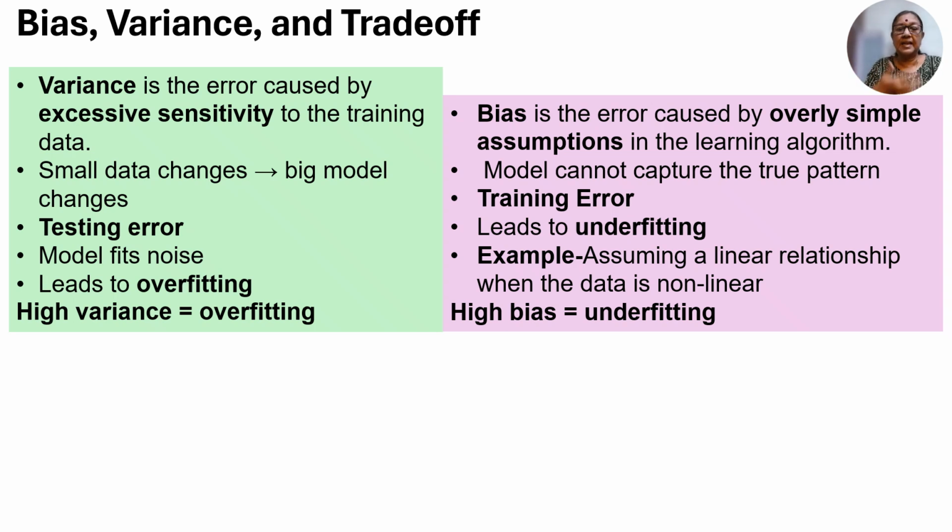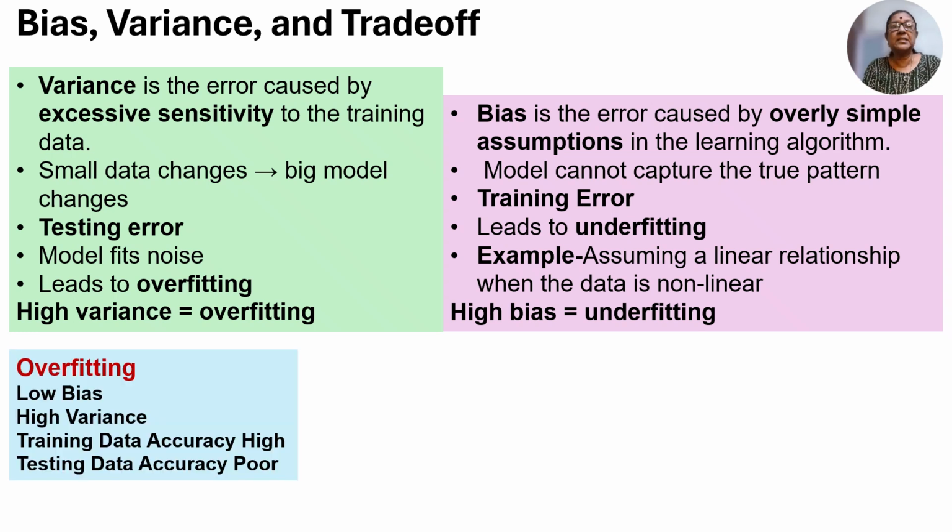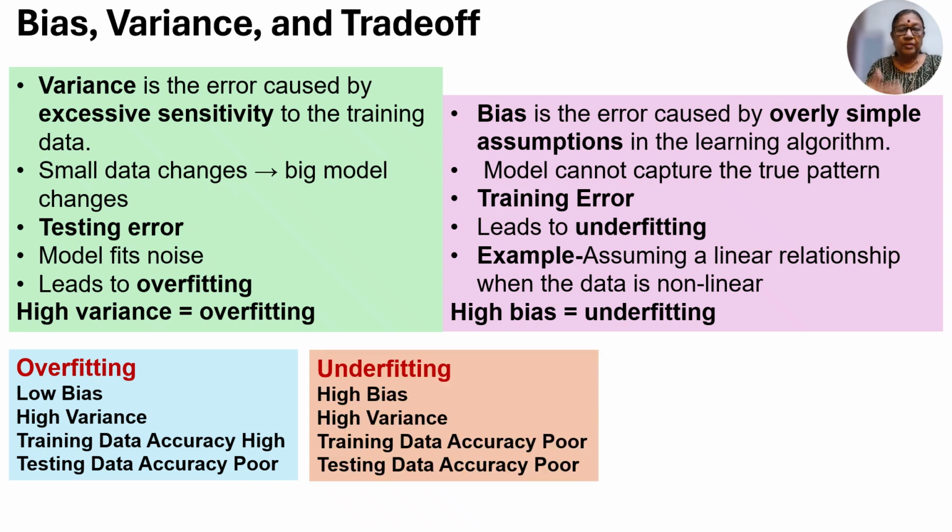An example of this is when you have a nonlinear relationship in the data, but you capture it as linear. So high bias means underfitting. Overfitting means low bias, high variance, and training data accuracy will be high in the case of overfitting, but testing accuracy will be poor. Now, if you take underfitting, it will be high bias, and training data accuracy will be poor, as well as test data accuracy will also be poor.